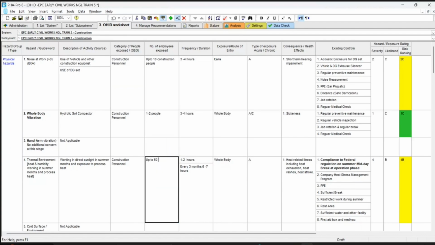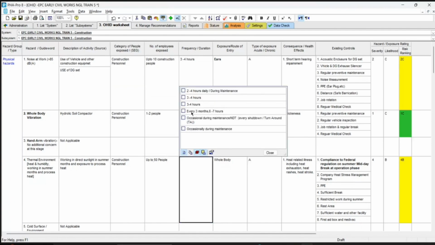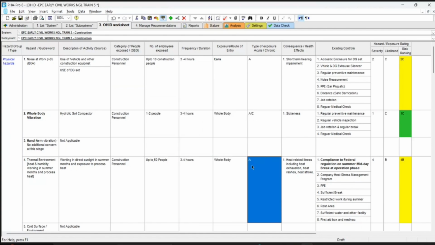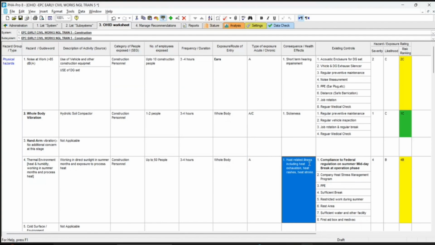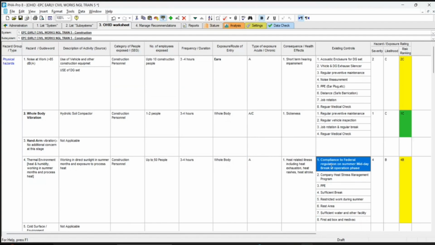Up to 50 people because we are at site, right? Yeah. And I would say 3 to 4 hours. 2 to 4 hours. Whole body is acute heat. This one, compliance with federal law. Heat stress, PPE, sufficient break, resistance. This one, sufficient break. First step, correct, right?